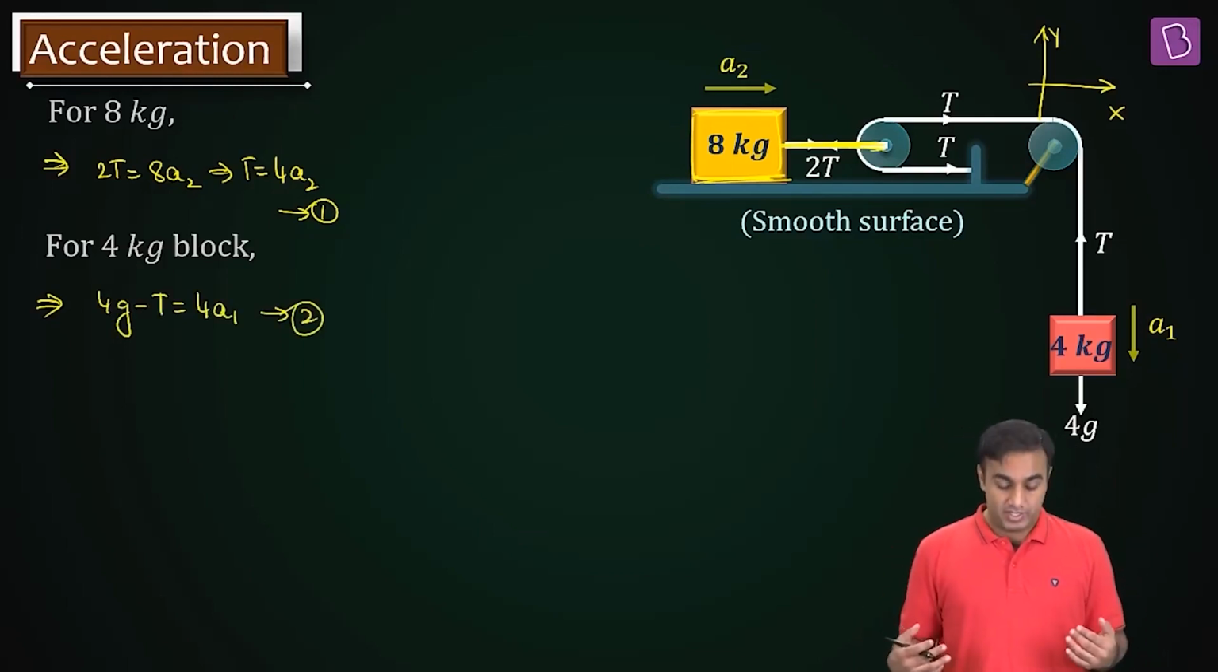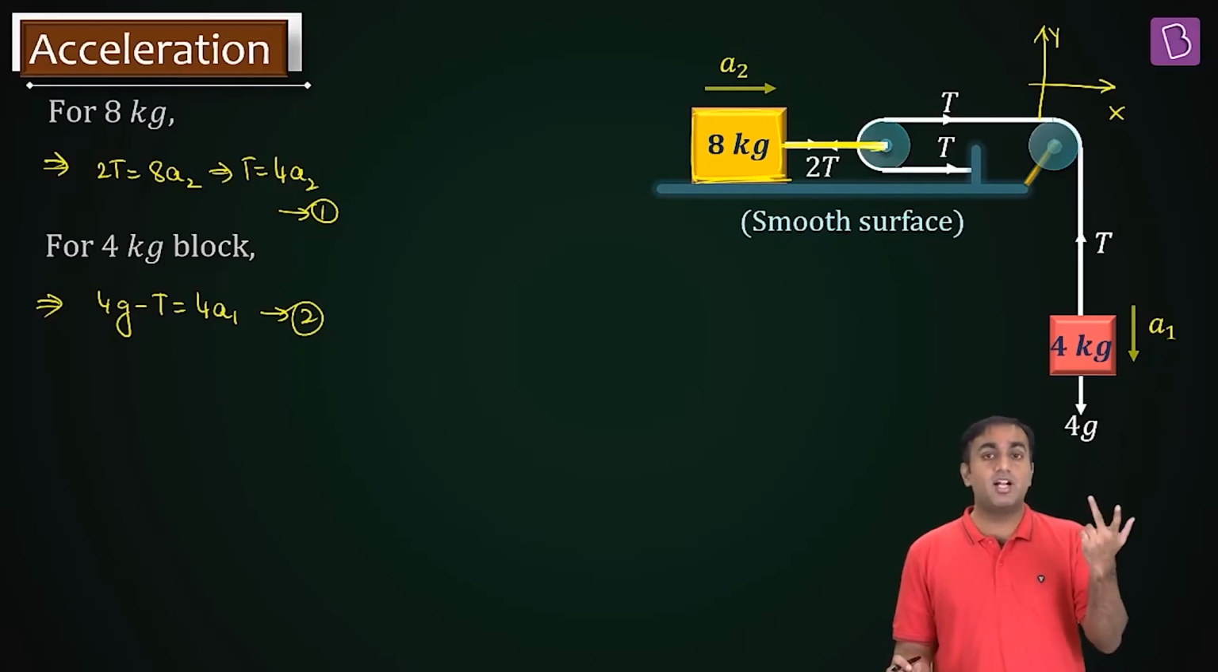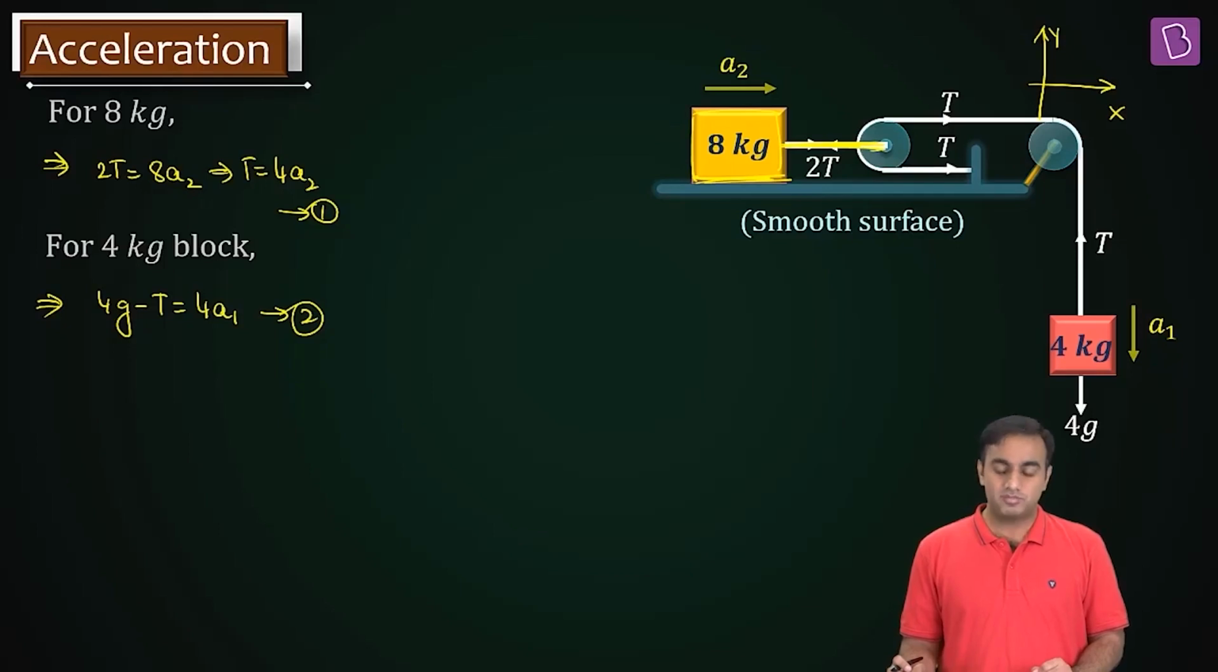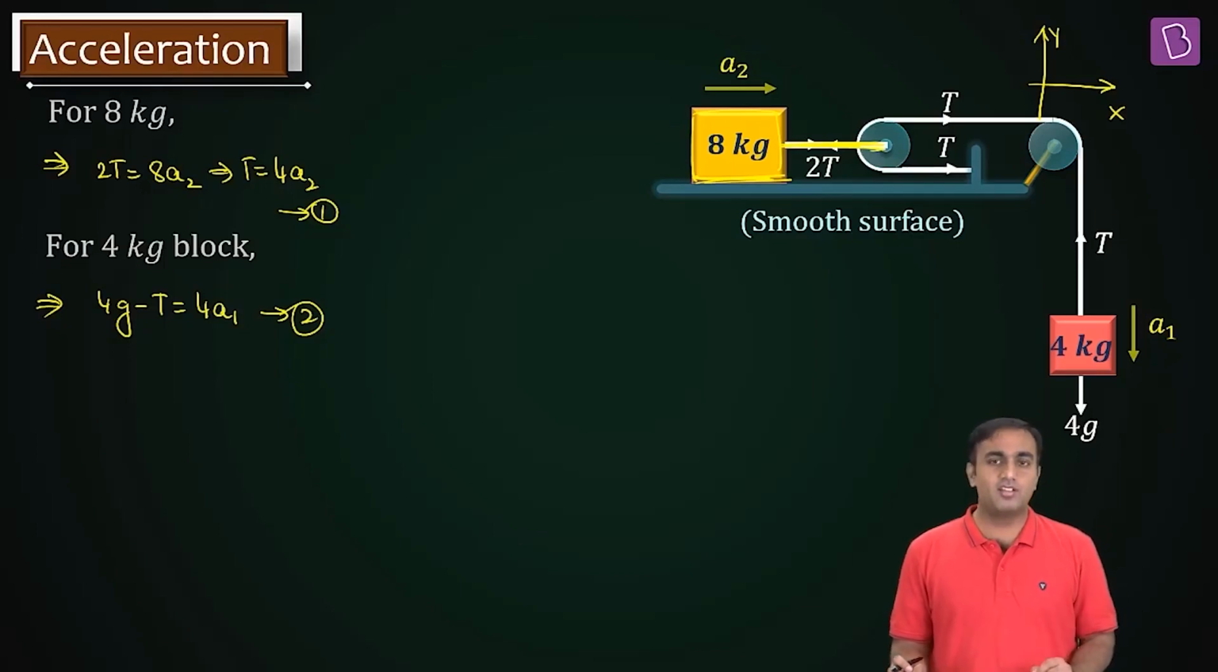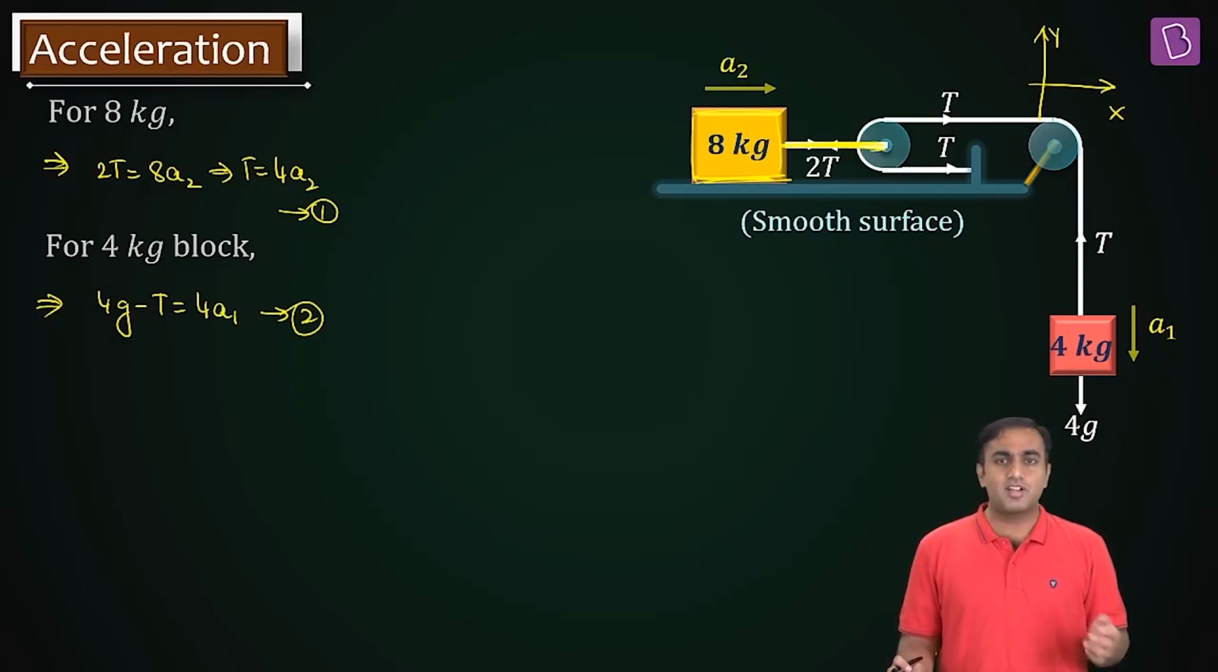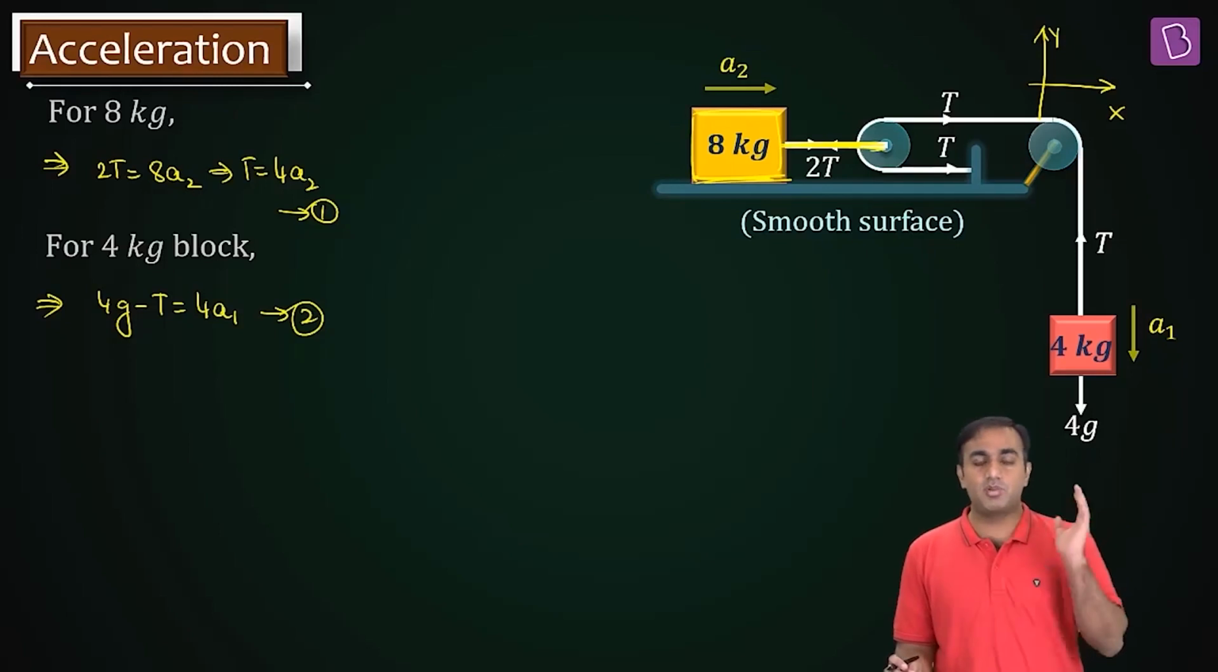Call this equation number 2. What do we need? We need a1. But there are 3 variables, a1, a2 and T. How many equations have we got? Only 2. We certainly need another equation. And how do I get that? This is exactly where the constraint equation concept becomes helpful. How do I get the constraint equation? What is a constraint equation? It is an equation relating the acceleration of the 8 kg block and the 4 kg block.